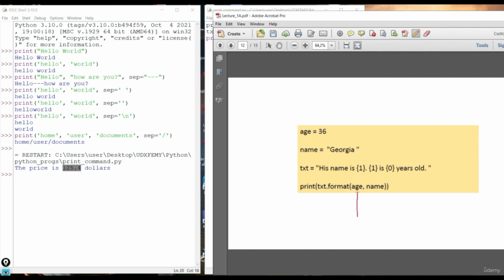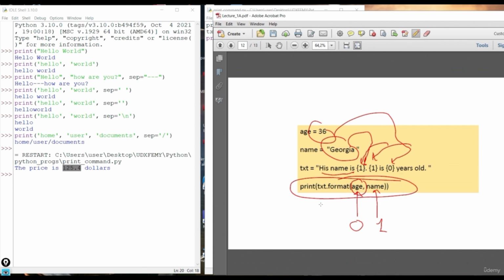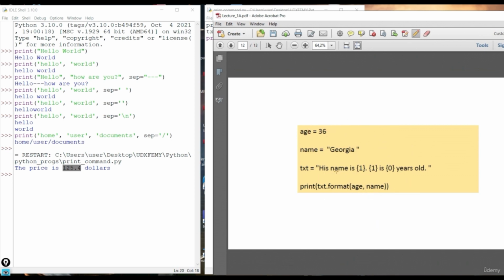As you see, the arguments are age and name, and the index of age is 0, index of name is 1. So "his name is," and for the place of 1, what is written? Name is written, George. Then George is 0. 0 indicates the age, and that's value 36 is printed here, years old. So when we execute this command, what do we see? His name is George. George is 36 years old.